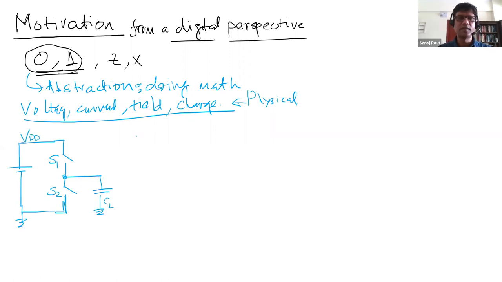So the obvious choice is, if I want a zero, I'll represent that with just the reference voltage, ground. If I want a one, I will represent it with the VDD. Obviously, you can do the other way around. You can make zero as VDD, one as ground, but this is obviously more intuitive, right?